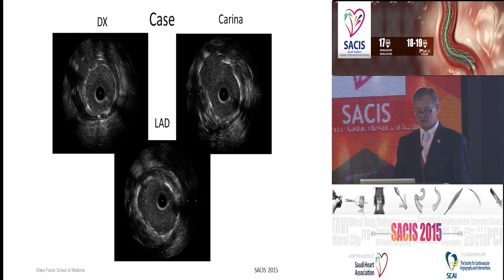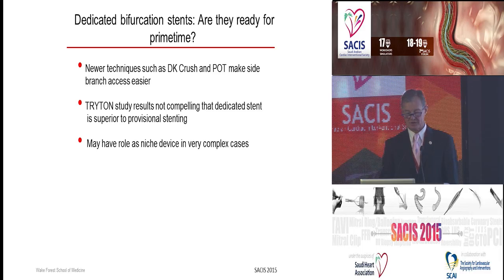So in trying to answer the question, are dedicated bifurcation stents ready for prime time, I'd have to say first that there are newer techniques such as the DK crush and POT, which make side branch much easier than it had been in the past. And perhaps because of this, a dedicated stent may not have the same compelling importance that it once did. Second, the Tryton study results are really not compelling that dedicated side branch devices are superior to provisional stenting, and I think is really somewhat putting a hold on the rush for enthusiasm for these kind of devices.